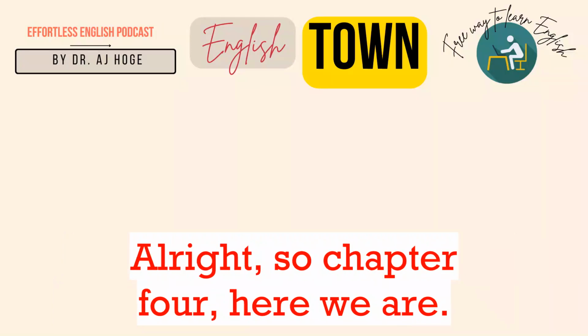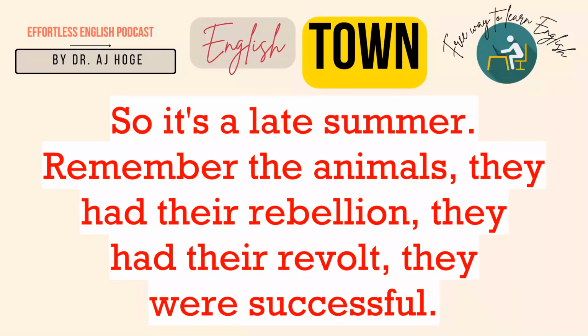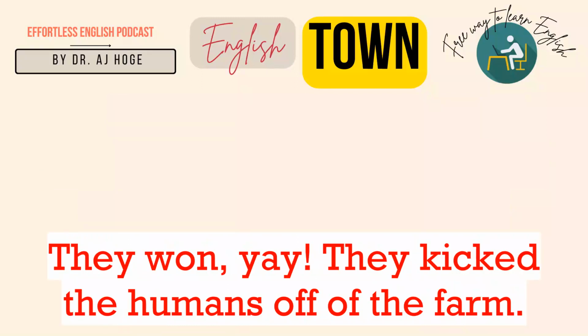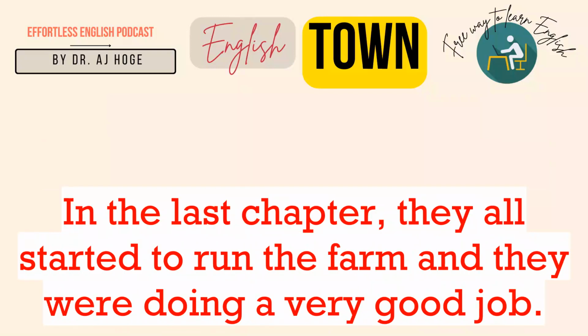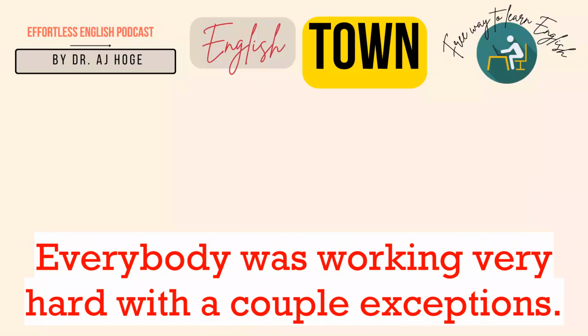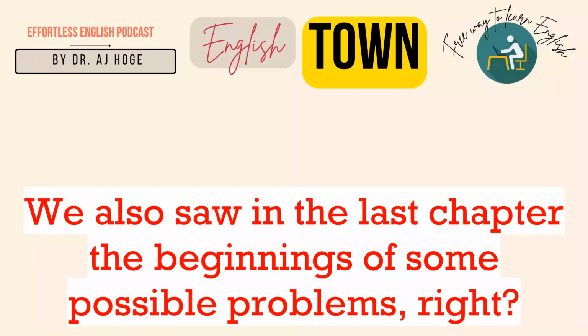Here we go. All right, so Chapter 4, here we are. So it's late summer. Remember, the animals, they had their rebellion, they had their revolt. They were successful. They won. Yay! They kicked the humans off of the farm. In the last chapter, they all started to run the farm, and they were doing a very good job. Everybody was working very hard, with a couple exceptions. We also saw in the last chapter the beginnings of some possible problems, right?